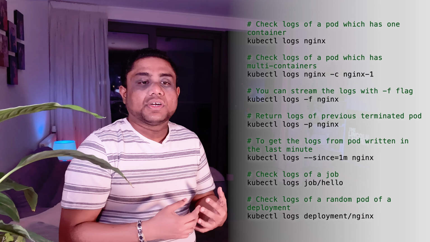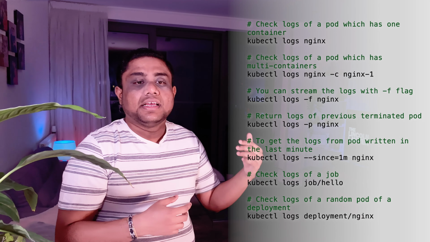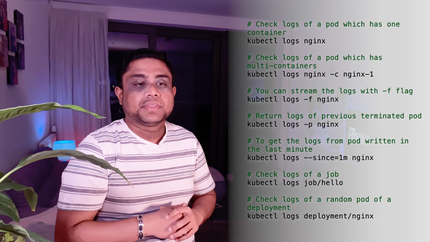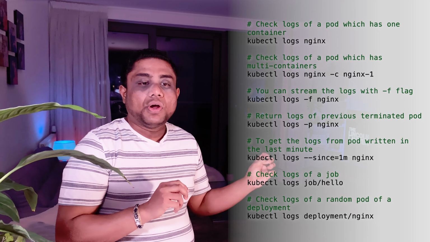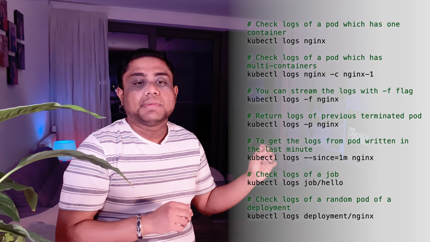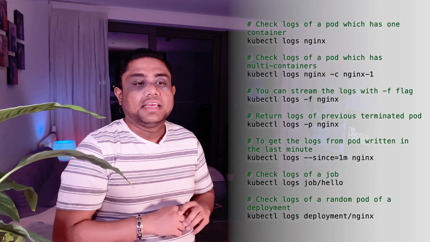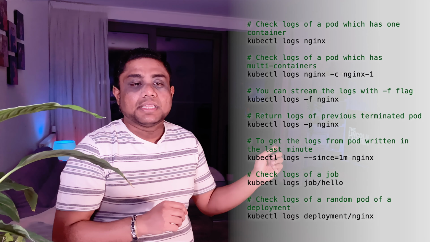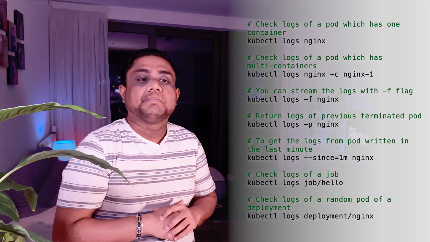Return the snapshot of the previously terminated nginx pod logs using the -p flag. To get the logs from pod nginx written in the last minute, you can use the --since flag. In this case, kubectl logs --since=1m, that means 1 minute, and the pod name.